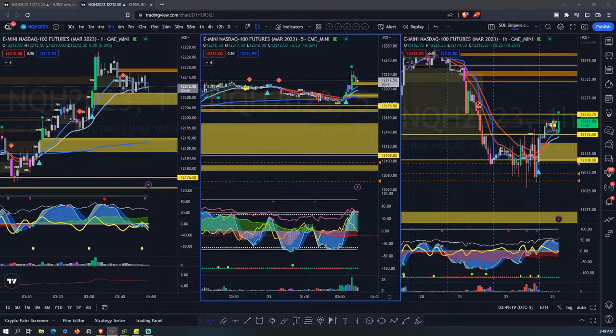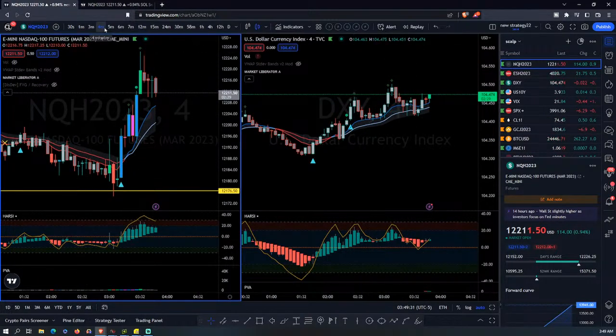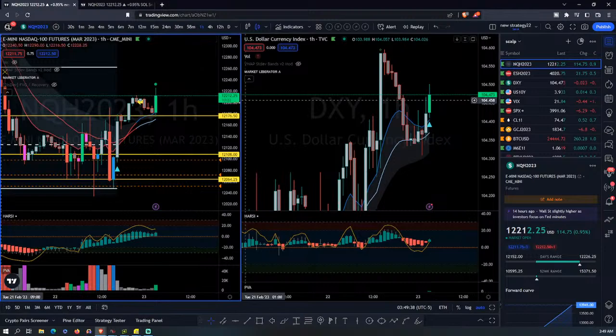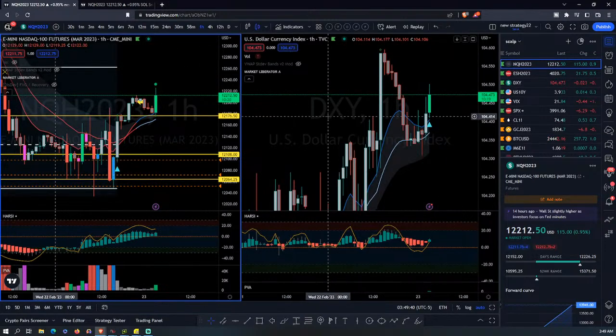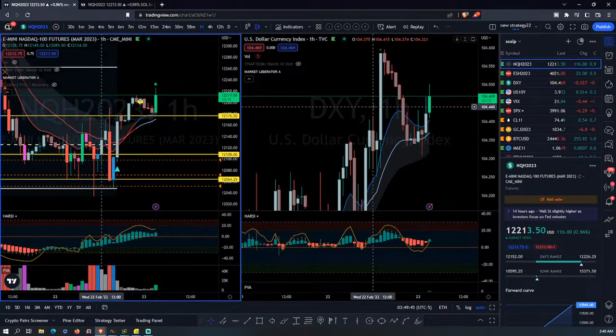I am just looking for an entry, guys. It is going totally sideways at this point. Hourly's going to close in about 11 minutes. And maybe it's just coming down. Wow, the dollar and Nasdaq are going up. This market's weird. This is why I don't trade London. Shit.